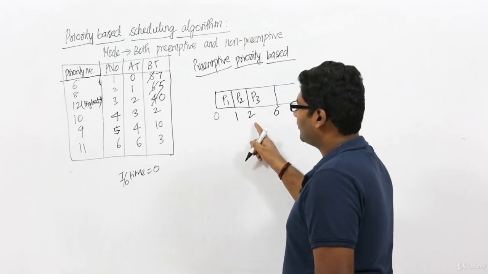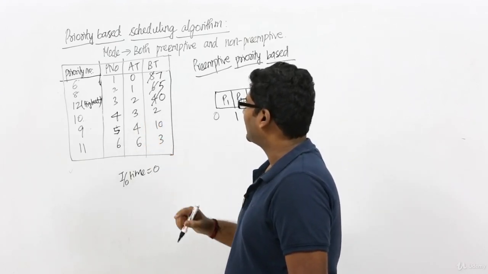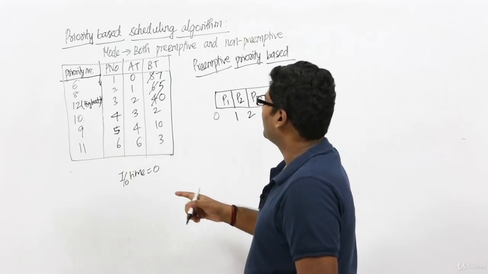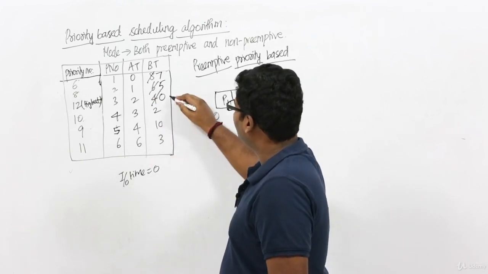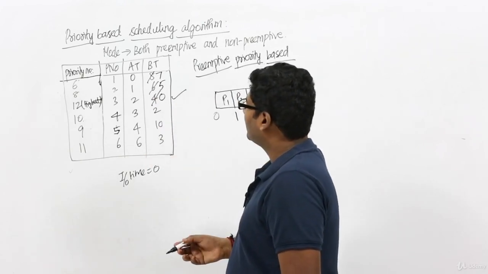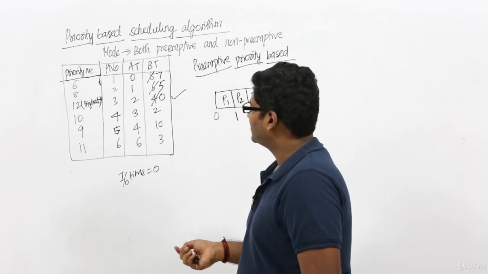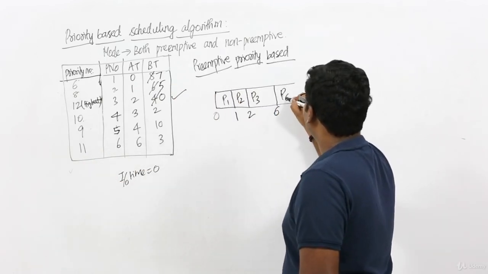Now till 6, every process has arrived, right? Yes, every process has arrived. Among the remaining processes, P3 is done. Now among these 5 processes, the process with the highest priority is P6, and so P6 will continue.